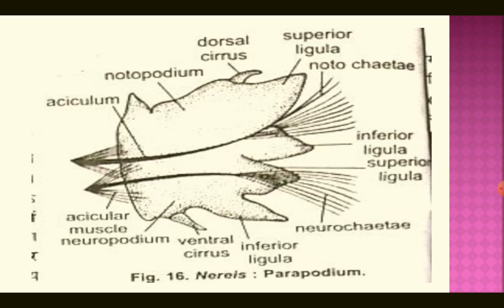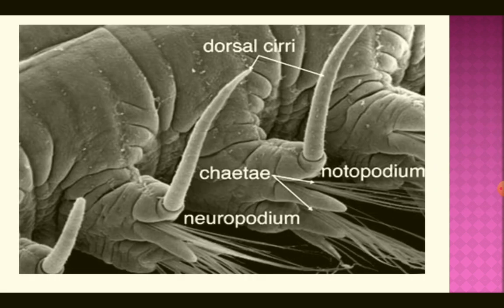Now this is a much more enlarged view of this parapodium in Nereis. This is an electron microscopic view of this parapodium. How you find the neuropodium, the notopodium, the chaetae and the dorsal cirri of a Nereis.